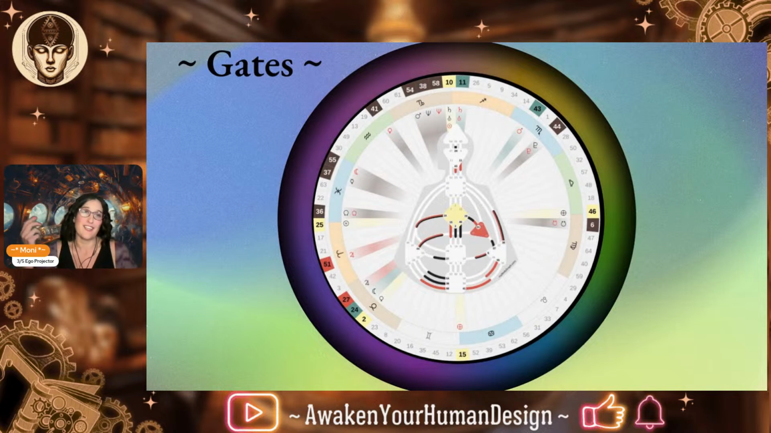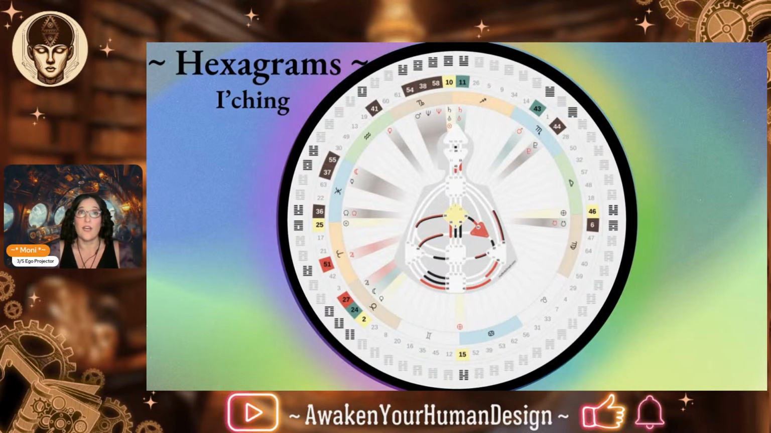If you're looking at the sun and the earth, you can see where the sun is moving for the year around the wheel by seeing these 64 gates. And then if we zoom out one layer further, now we can see the hexagrams of the I Ching. The hexagrams are those 6 lines that are either solid or broken. And that's another thing. We're going to be deep diving into the I Ching, into the trigrams, into the hexagrams. We're going to see all of that good stuff. We're going to dive in deeper.